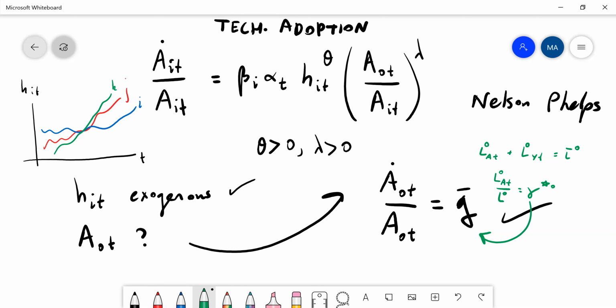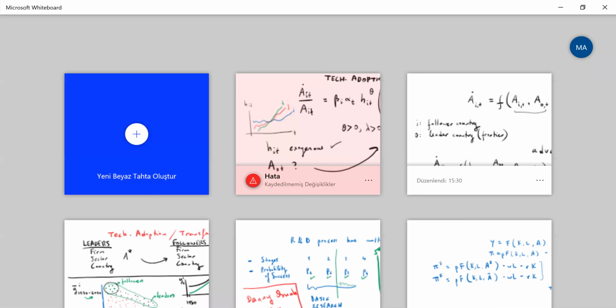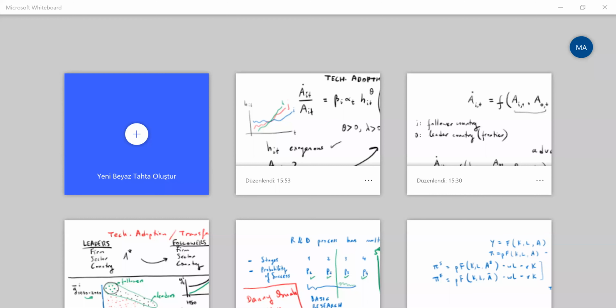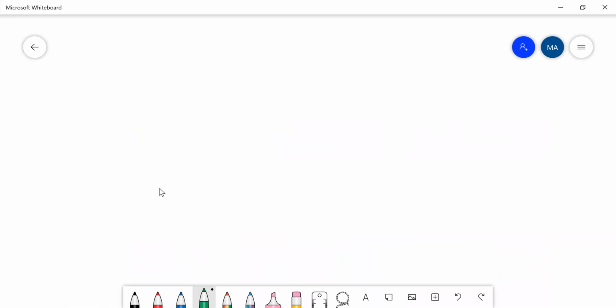Now, if that's the case, we should see something like this, right, in the data. Oh, okay, my cursor. Let me do it again. Okay, for some reason, I can't see my cursor. All right, so if that's the case, we must see something like this in the data.